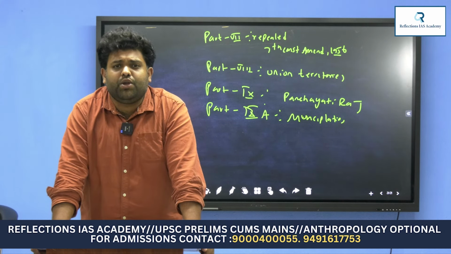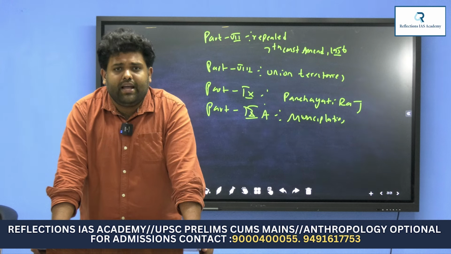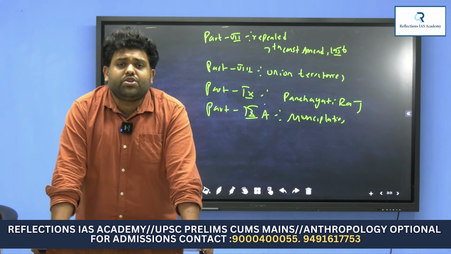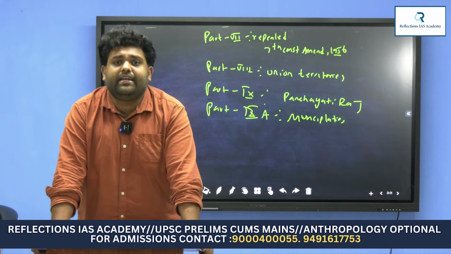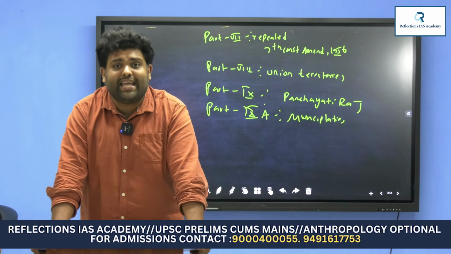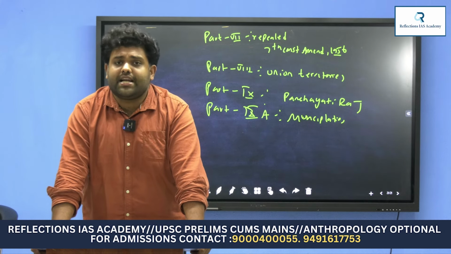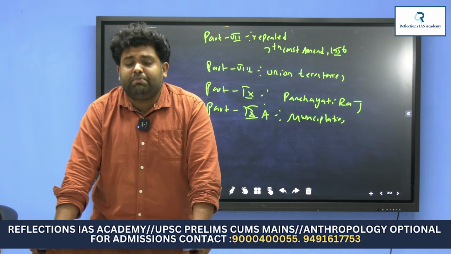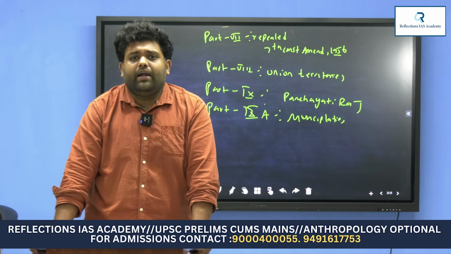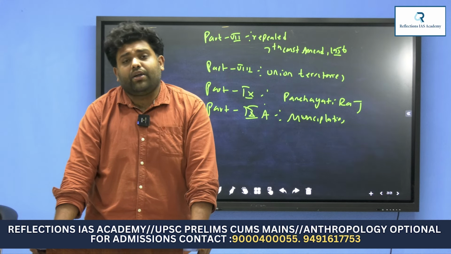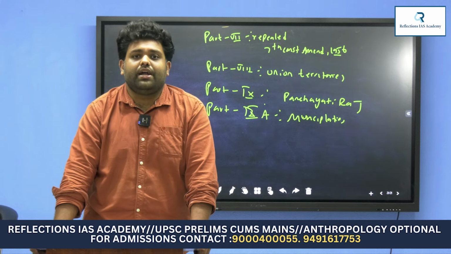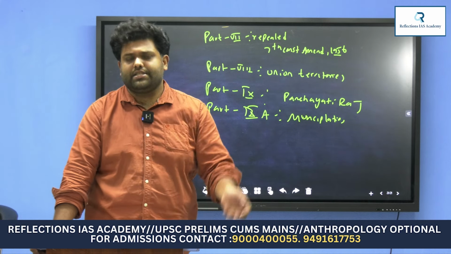For example, the union list has now 98 subjects, states has got 59 and concurrent has got, I think, around 47. So union list, what do you have in that? Defense, finance, external affairs, banking, insurance, all come under central government's purview. And for example, state list: law and order, policing, taxes on land, etc. And concurrent list: forests, weights, marriage and divorce also. These come under concurrent list.